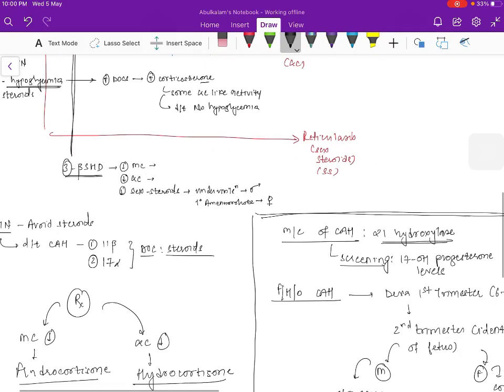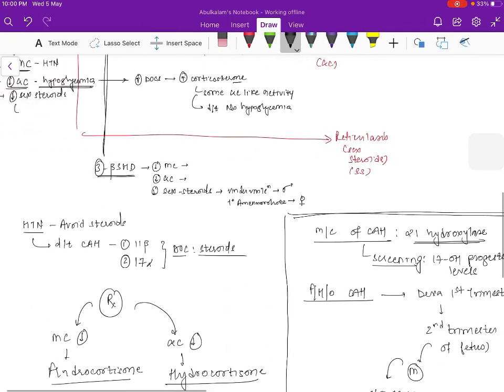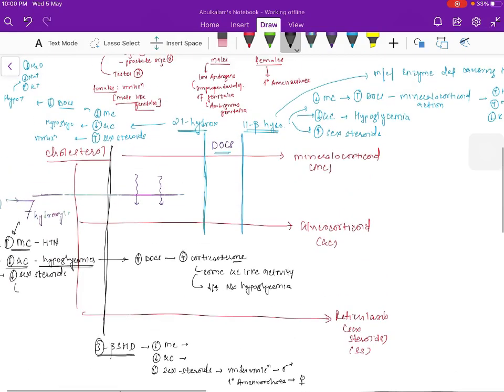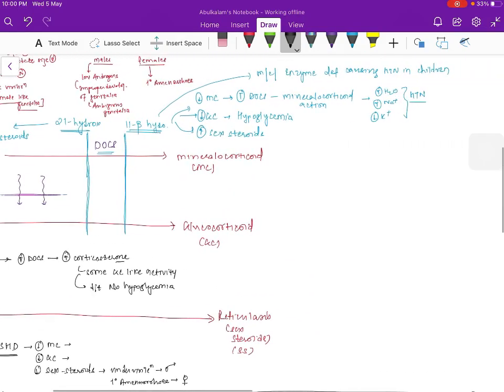Another one of the screening tests which is commonly used is in cases of 11 beta, right? So as you know, it is the most common enzyme deficiency causing hypertension in children. So for the screening test, we use deoxycortisol levels, right? For the screening test, we use deoxycortisol levels.